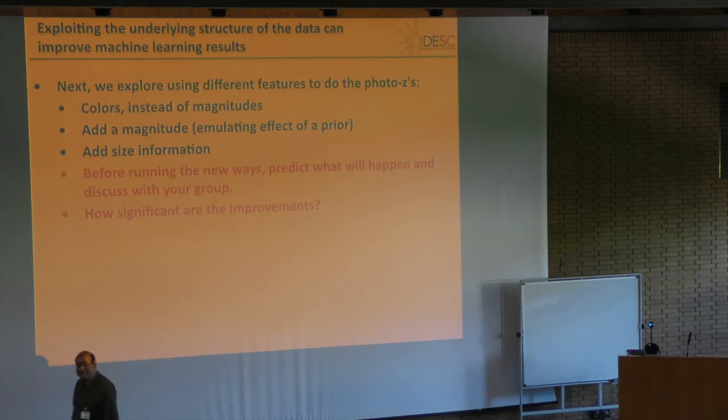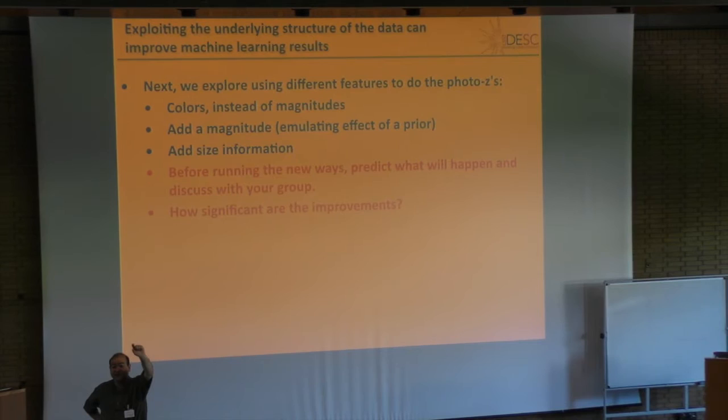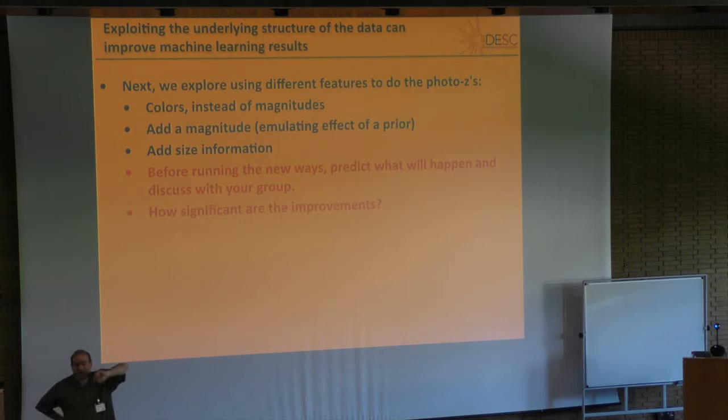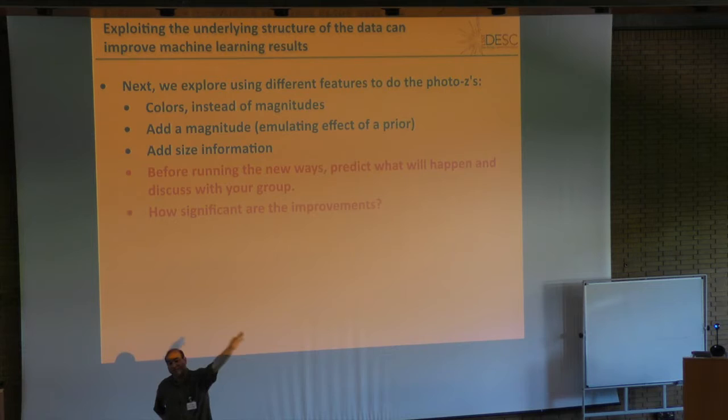So the reason is we're giving the algorithm a hint that differences between magnitudes, so flux ratios, are interesting or useful. We could have done something like a PCA on the data set and used those as inputs to the algorithm, and that would be another way of trying to get at the underlying structure in the data.